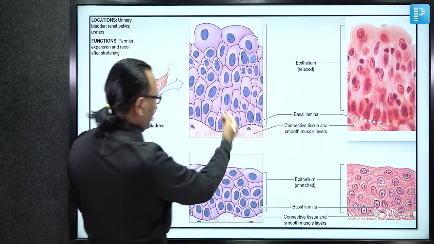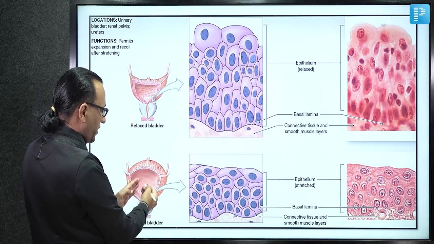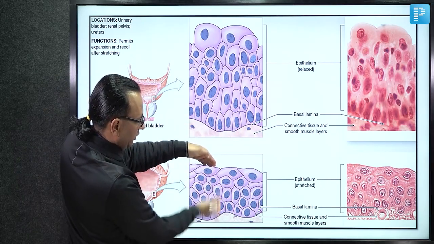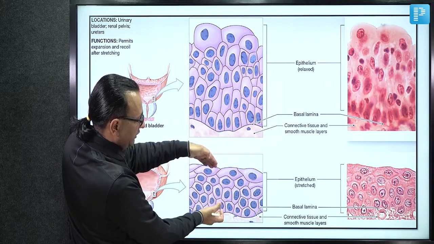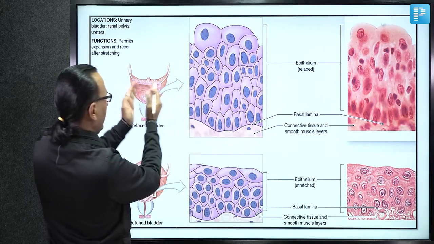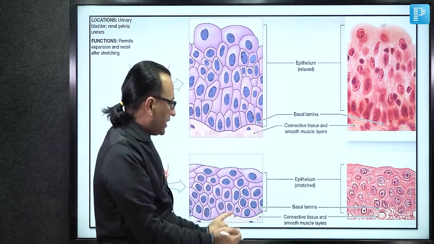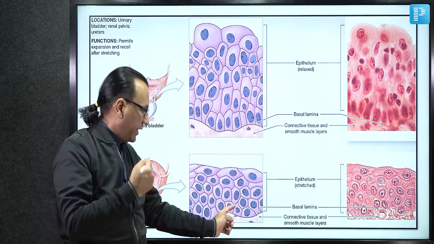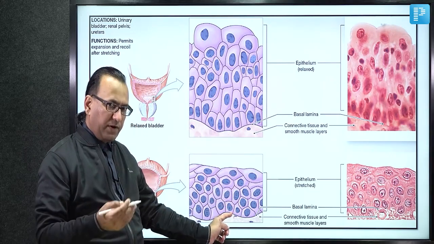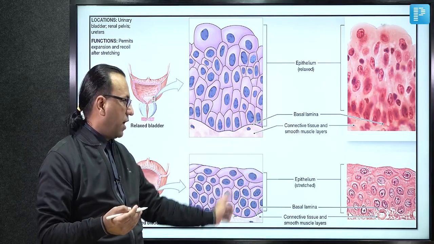As it transitions, you see when there is urine in the urinary bladder, it is stretched. Now the thickness of the epithelium is 3 to 4 cells. So it is undergoing transition from 3 to 4 cells into 8 to 10 cells depending upon the presence or absence of the urine. Now it can give us the wrong appearance and we can confuse it with the stratified squamous epithelium. Then how do we differentiate it from stratified squamous epithelium?